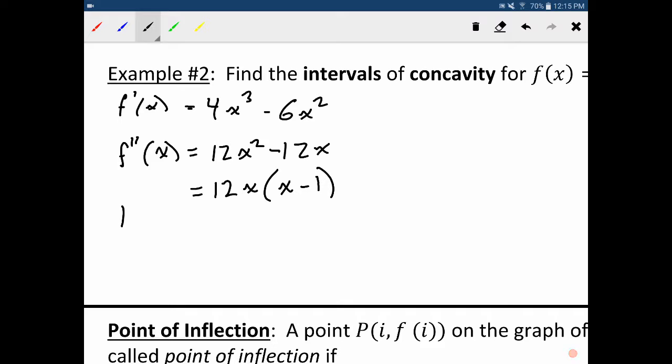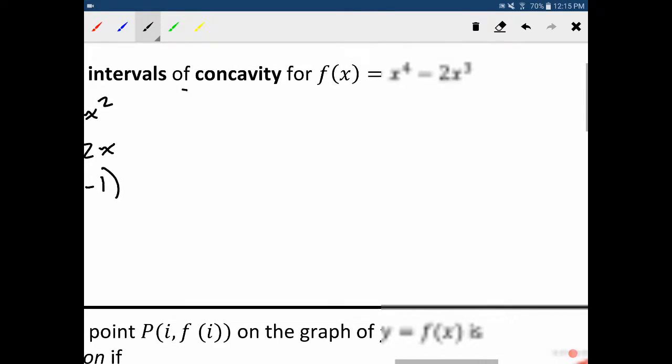What we want to do is find the intervals between the zeros, basically, so we're going to set this equal to 0. Then we get that x equals 0 or positive 1. These are going to tell us where our intervals are, because at these points the slope is not changing.